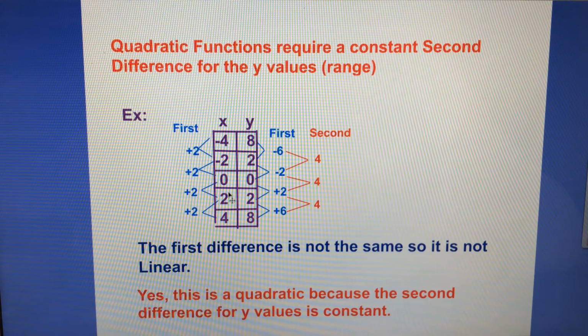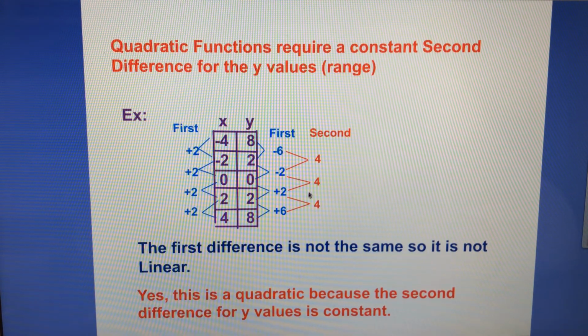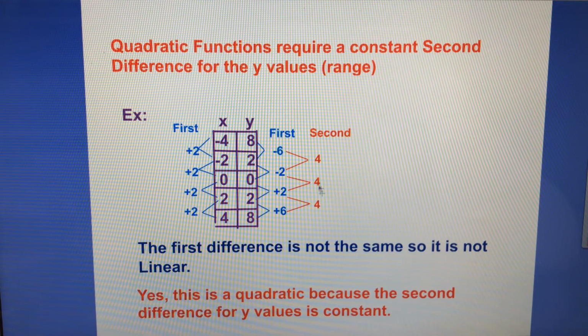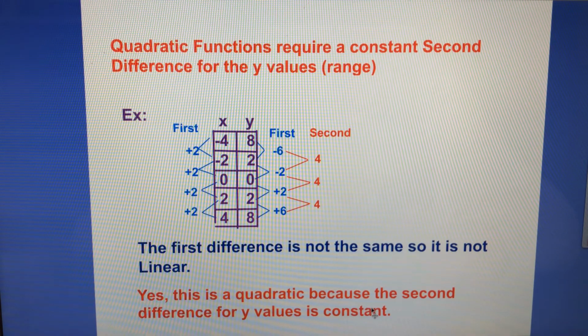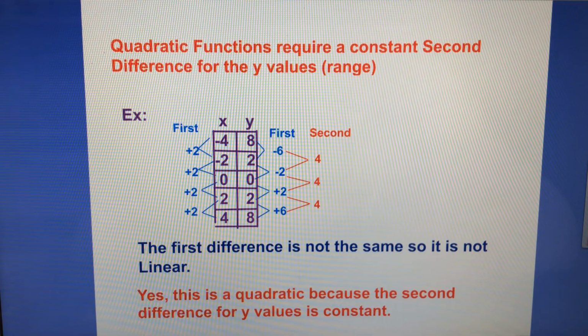Here are my x values, my domain. I have a common first difference. Here are my y values. My first difference is not the same, so it is not linear. Well, let's check. Is it quadratic? Let's do a round of second differences. And the second differences are constant. That means that yes, this is a quadratic because the second difference for y values is constant.